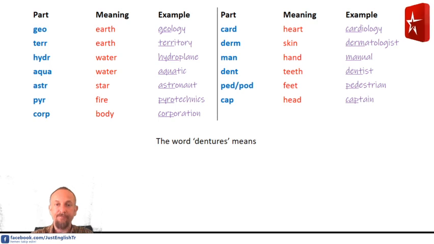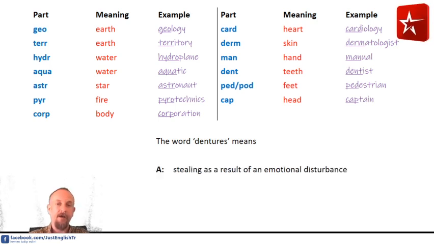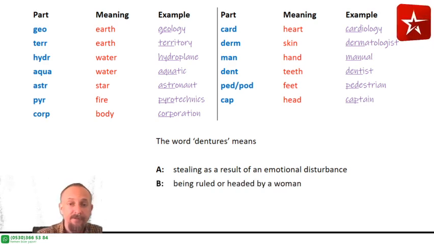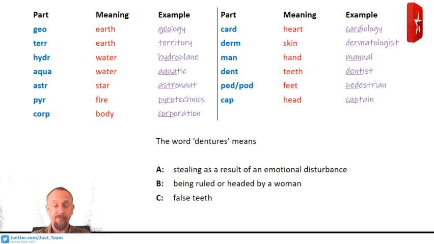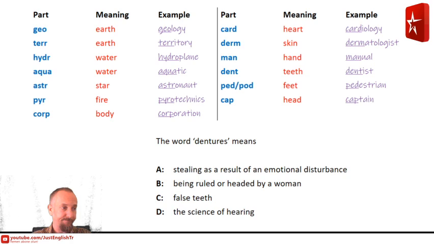The word dentures means: A, stealing as a result of an emotional disturbance; B, being ruled or headed by a woman; C, false teeth; and D, the science of hearing.